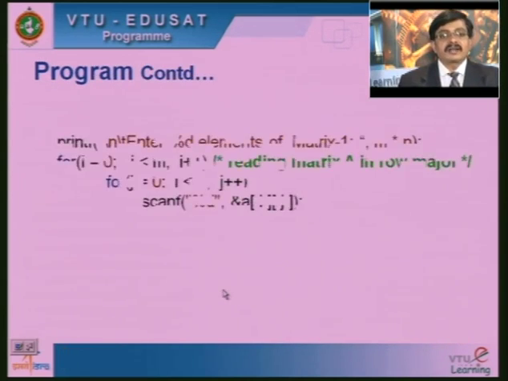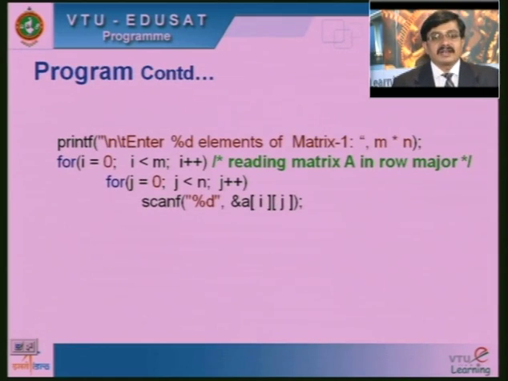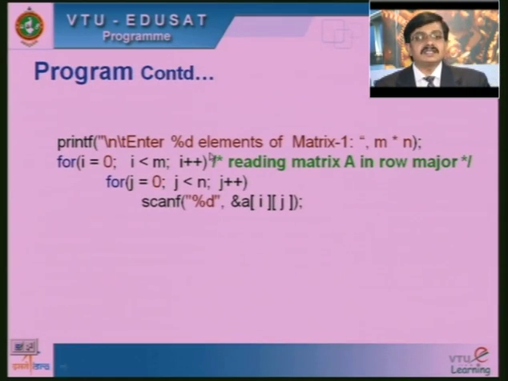Now, the code for reading the elements of matrix 1, or matrix A, is: enter %d elements of matrix 1. Since the order of matrix 1 is m cross n, obviously m into n elements must be present in the matrix.